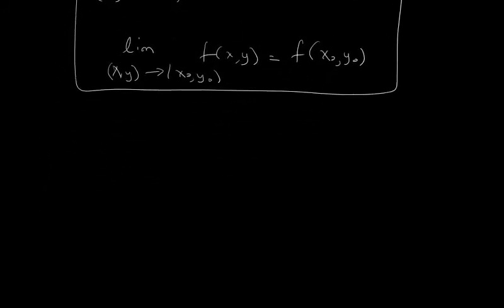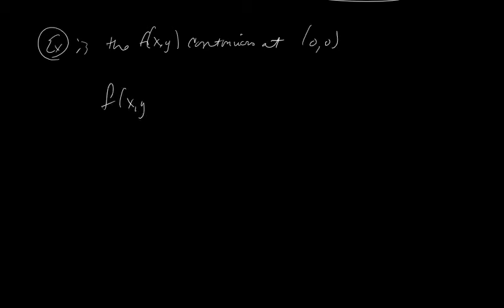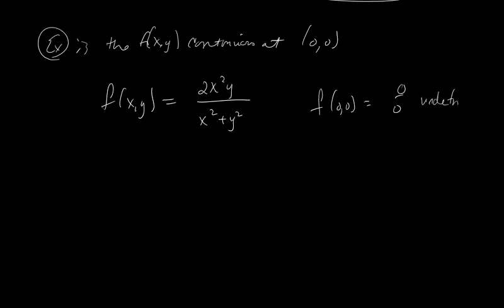Okay, so if those two things are in place, we have a function that is continuous at a point. So let's do an example really quickly. Is the function f of x y continuous at (0,0)? f of x y equal to 2x squared y over x squared plus y squared. So the answer is no, because f of 0, 0 would be equal to 0 over 0, which is undefined.